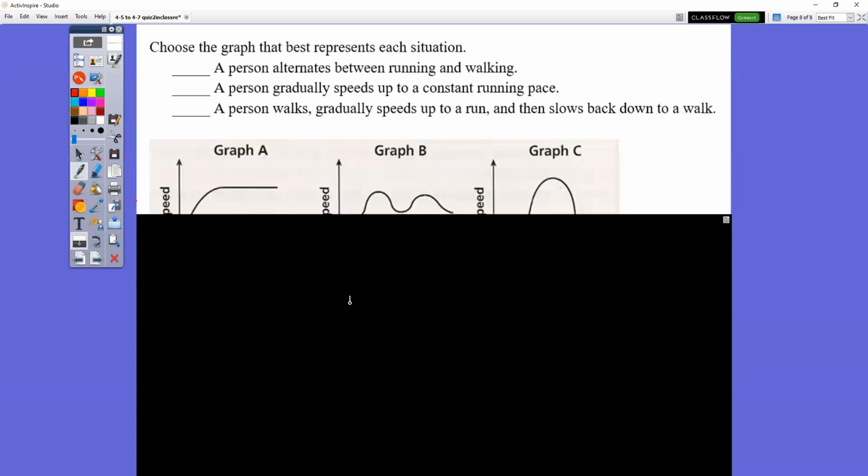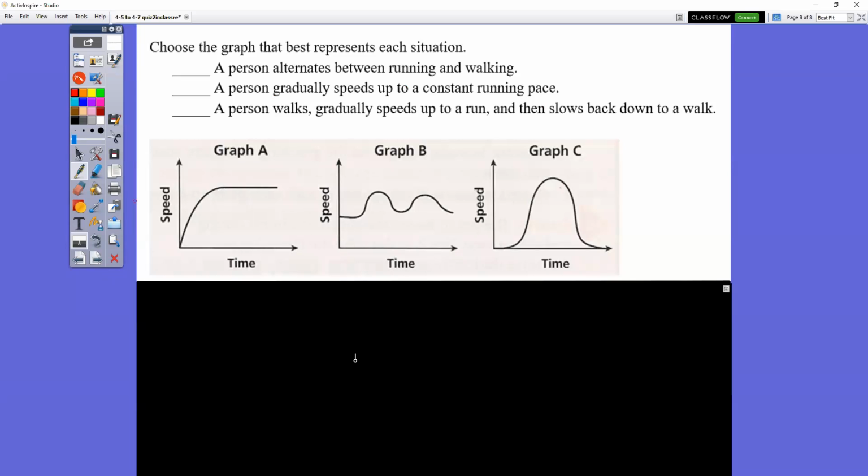In this next part, take a look at the top, please. All right. This is matching. You will also have a matching on your quiz. You want to match which graph, A, B, or C, matches the scenario above. Go ahead and try this one, please.